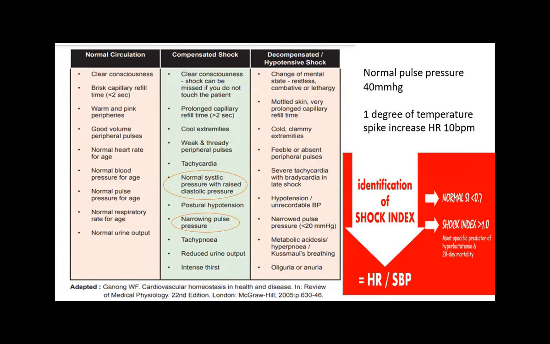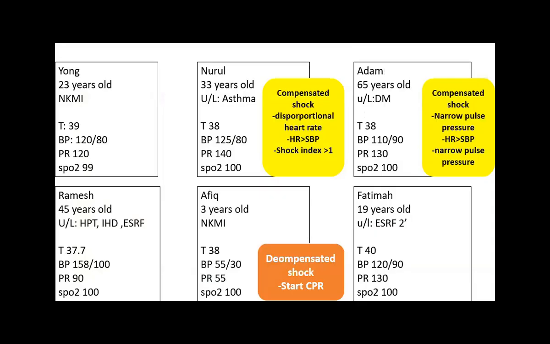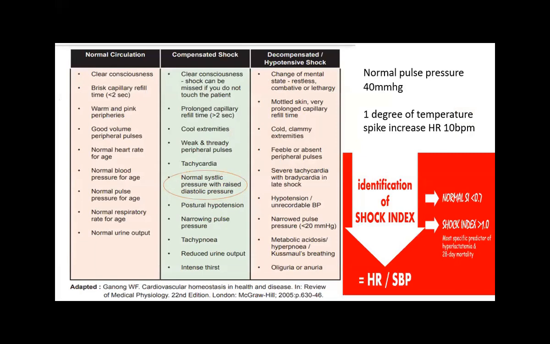Okay, normal pulse pressure is 40 mmHg, and for every 1 degree of temperature rise, the heart rate increases by 10. And if some centers like to use shock index, a shock index more than 1 means the patient is in shock. Heart rate is divided by systolic blood pressure. You can see it in the Bentley chart also, very famous before the COVID era. So this patient in compensated shock, Adam, obviously has a shock index more than 1 already. So he is in shock. So don't forget to attend to the compensated shock patient first. Okay, here is the basic thing for today.